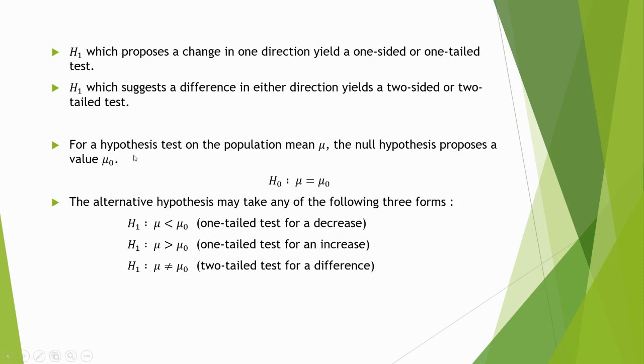For a hypothesis test on the population mean mu, the null hypothesis proposes the value mu equals mu naught. The alternative hypothesis may take any of the following three forms. Mu less than mu naught is a one-tail test for a decrease, mu greater than mu naught is a one-tail test for an increase, and mu not equal to mu naught is a two-tail test. We test for both sides.